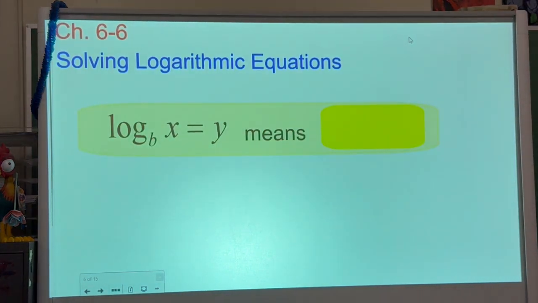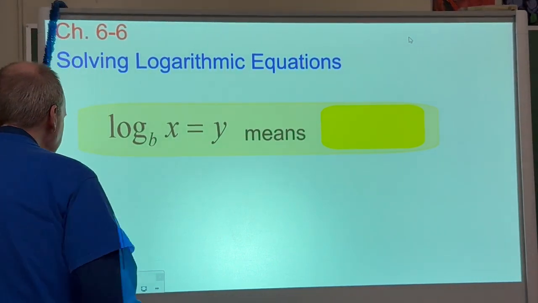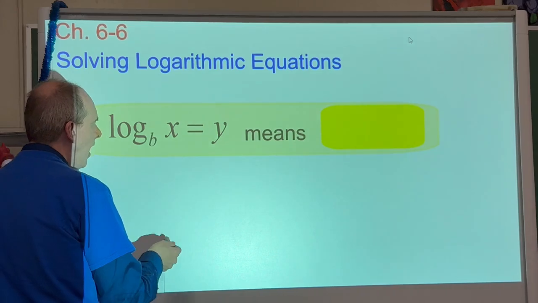Welcome to Chapter 6.6, Solving Logarithmic Equations. This is our third type in this section. It is probably, in my mind, the easiest type, although you might not agree until you've tried a few. We have to go back to what it means to be a logarithm. Log base b of x equals y means what?